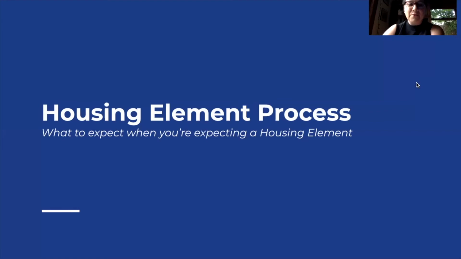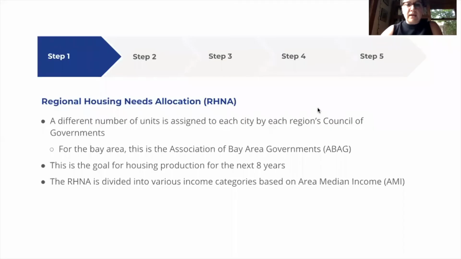All right. So how do we use the housing element process, and what does it look like? And how can we use it to our best advantage for those of us who want to promote affordable housing? There are innumerable steps, but I'm breaking the housing element process into 5 steps. The first is where the Council of Governments in your region, for the Bay Area, that's the Association of Bay Area Governments. For my area, that's the Southern California Association of Governments, SCAG. Bay Area's ABAG. For John's, it's AMBAG.